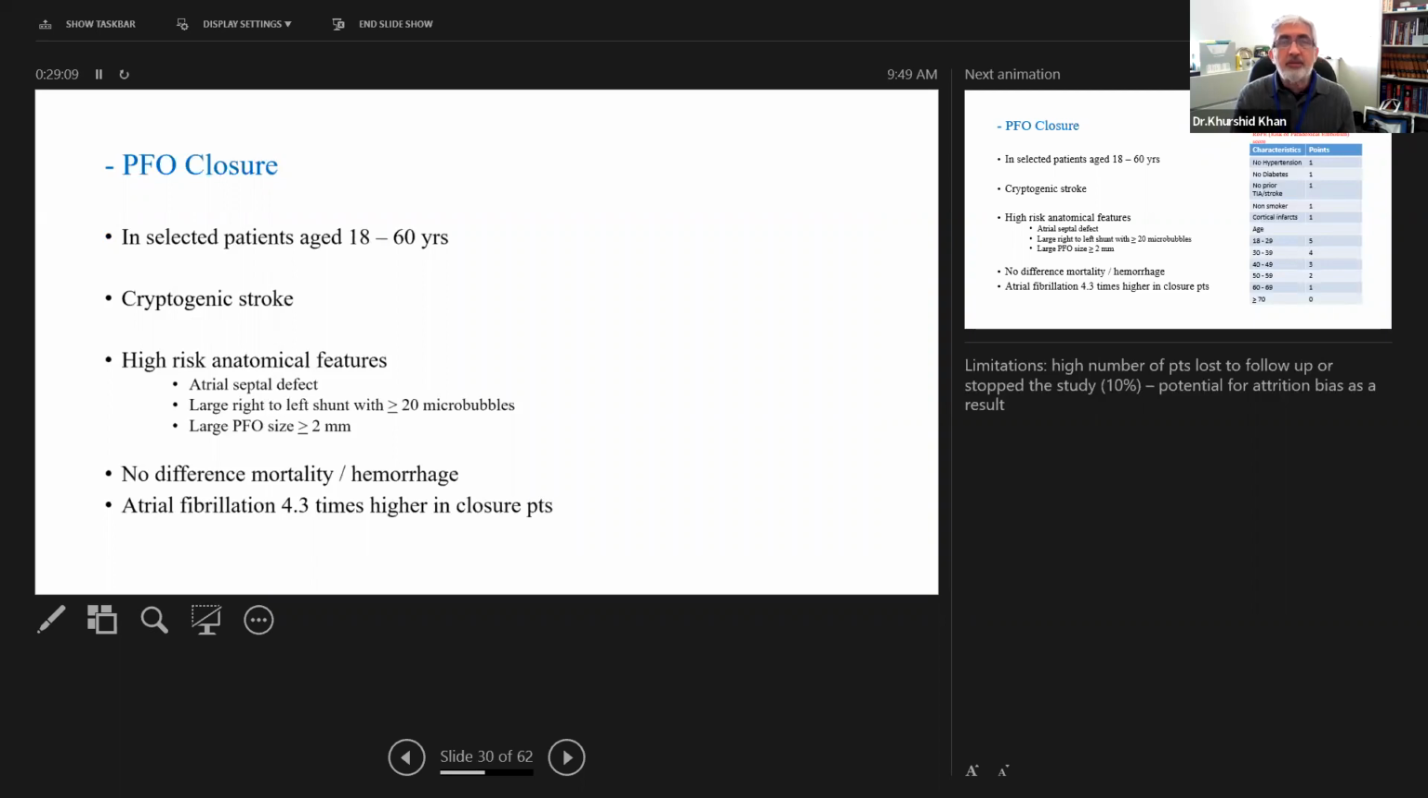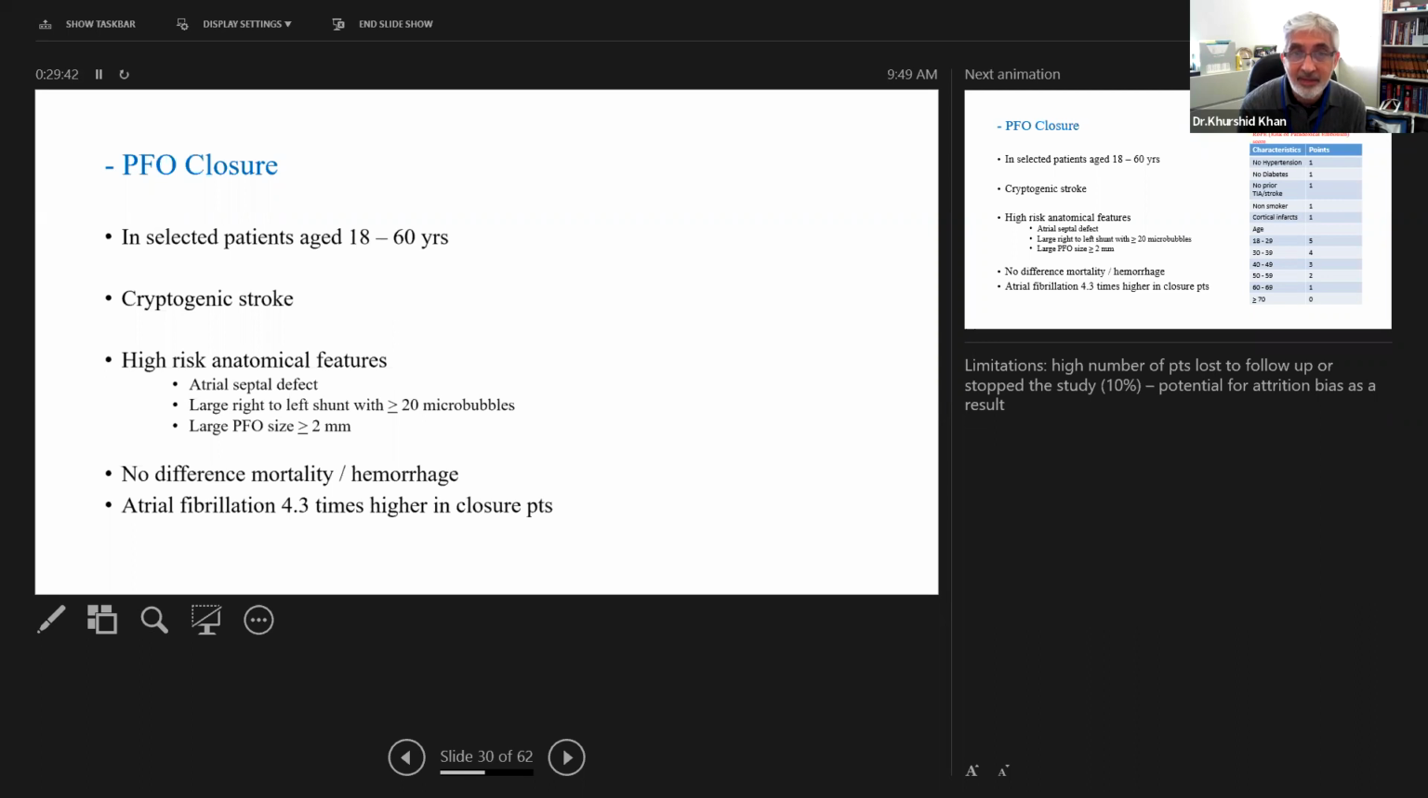So next question is, if this is found to be the possible paradoxical cause of stroke, what do you do with that? Do you close it, or do you just use medical treatment? Only in selected patients, based on multiple studies, under the age of 60, a closure may be considered for cryptogenic stroke. In those who have high risk anatomical features, and as I mentioned earlier, someone has right to left shunt, felt to be due to PFO.